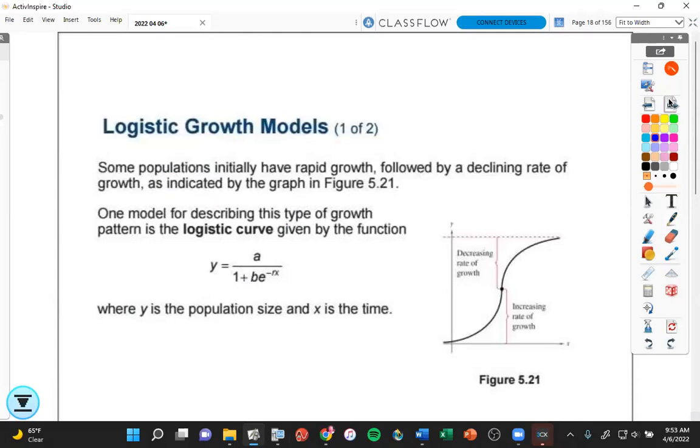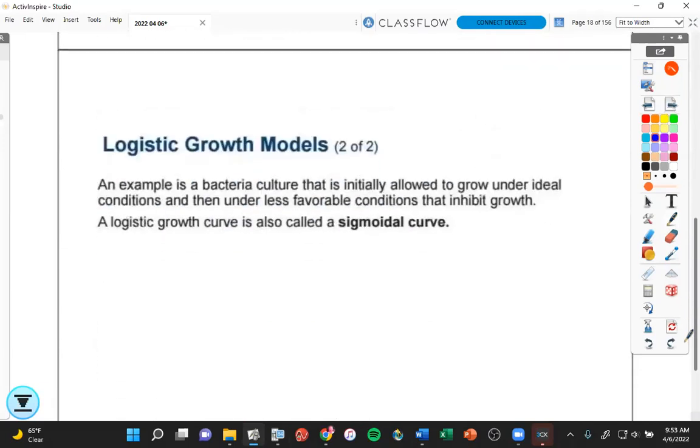Some populations initially have rapid growth followed by a declining rate of growth, as indicated in this graph. One model for describing this type of growth pattern is the logistic curve. So we have really fast growth and then it slows down. That could be caused by a lack of food source, right? You could grow a whole lot and then once you start running out of food, you can't grow anymore. So you kind of peak. Or there's no room to expand.